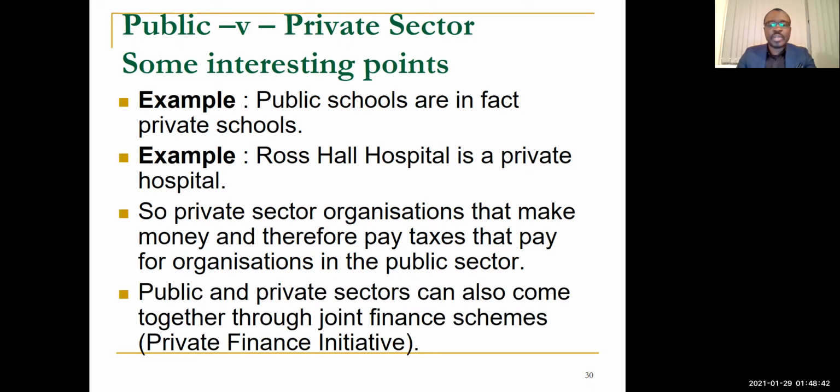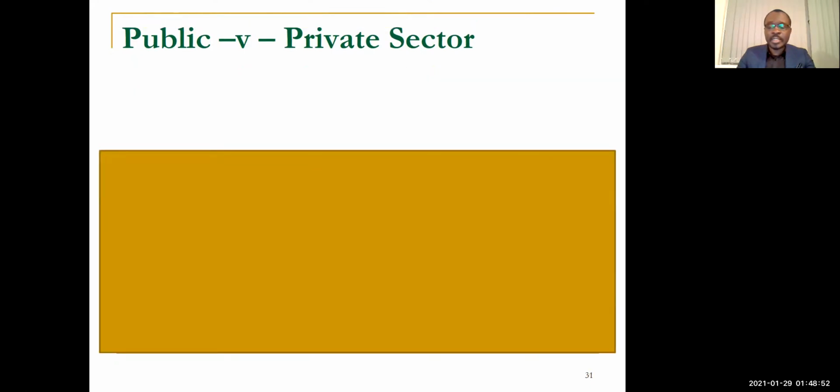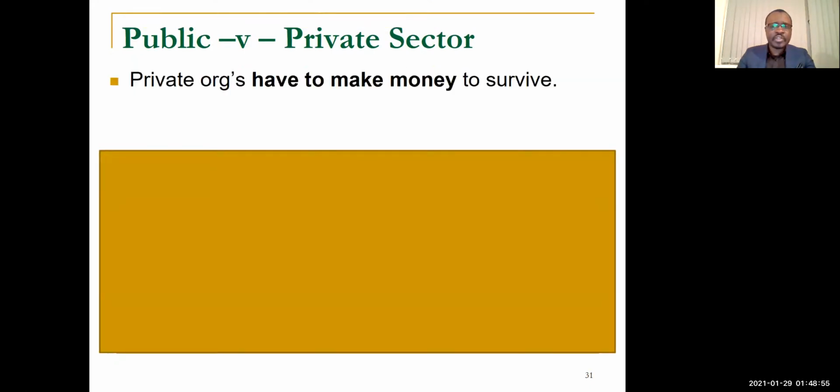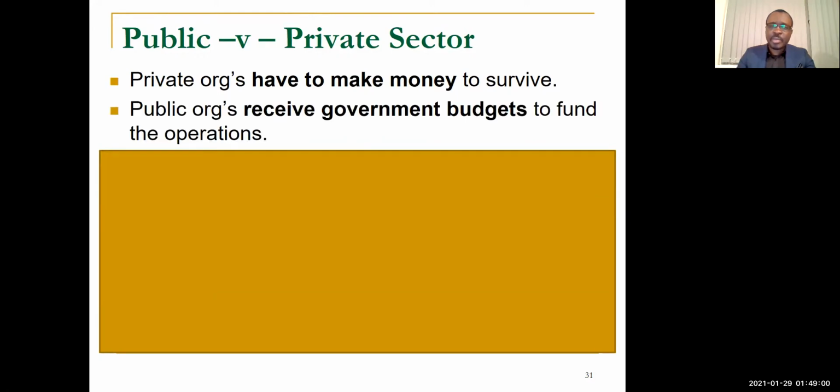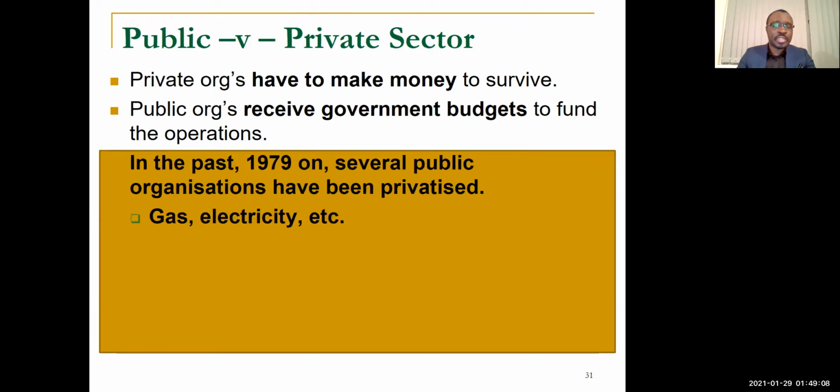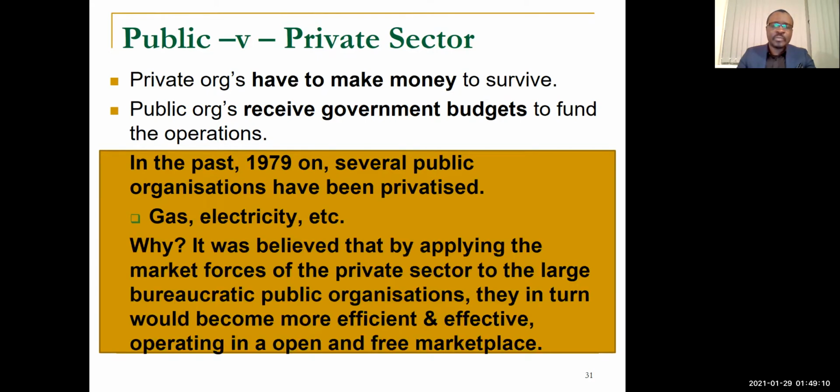And so they can also come together through joint finance schemes. You can always see public-private partnerships, and then you can see private finance initiatives where the two work hand in hand to support the system. Private organizations, like we said, to survive as a going concern, they need to make profits. Public organizations normally get their funding from government with conditions and terms attached, so they must operate within those conditions, all right? So examples: gas, electricity. We can ask ourselves, in the past, sometime around 1979, several public organizations have been privatized.